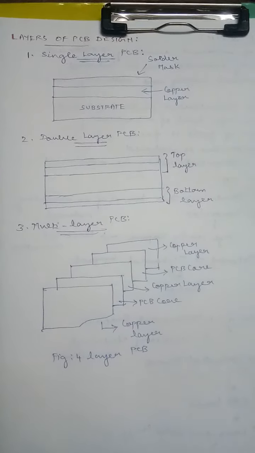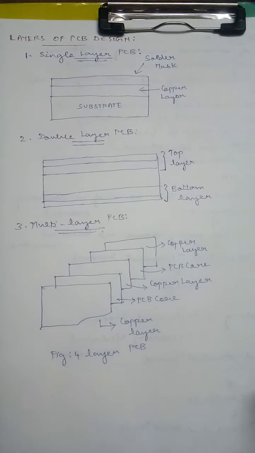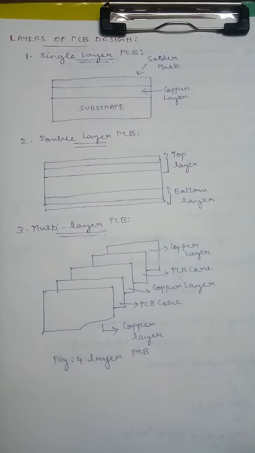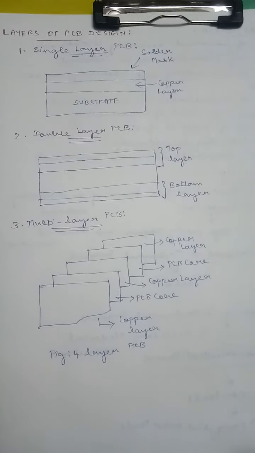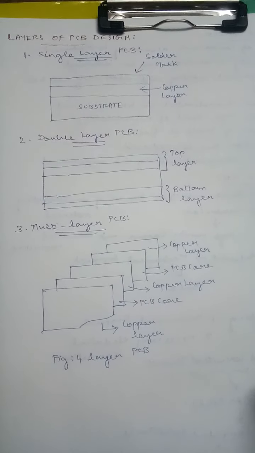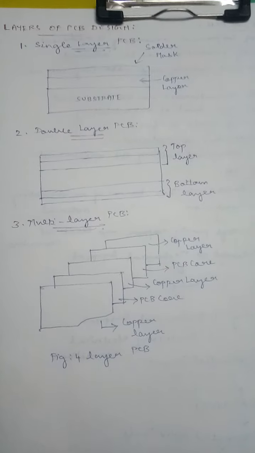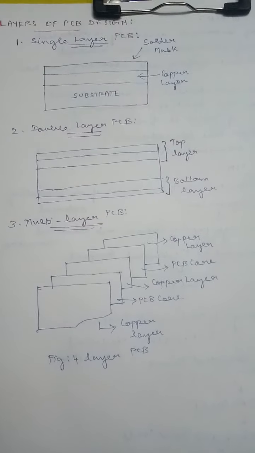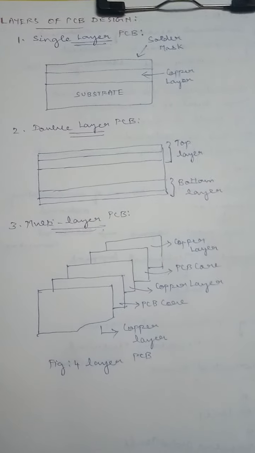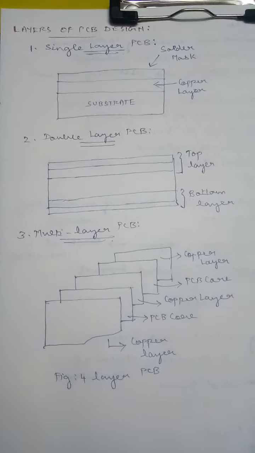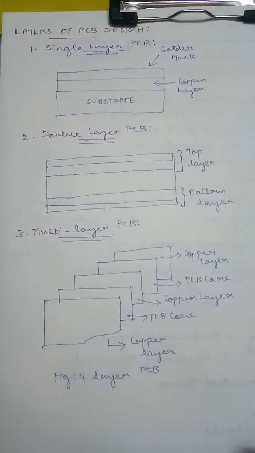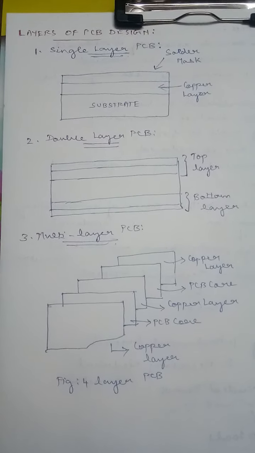In general, in lower classes, we all might have used a breadboard design. In a breadboard design, the components are placed at the top of the breadboard and none of the components are placed at the bottom. This is an example of a single layer PCB, which means you can place the components only at the top portion. None of the components will be connected to the bottom portion.